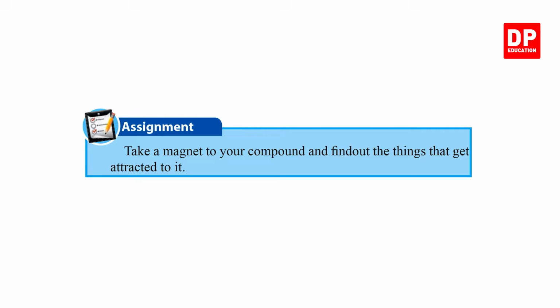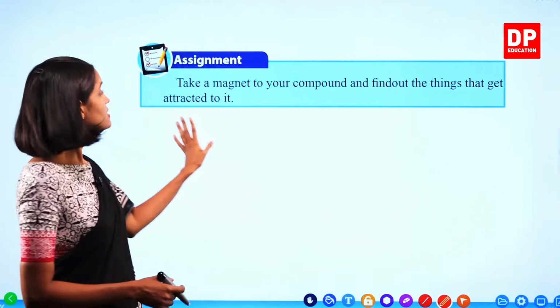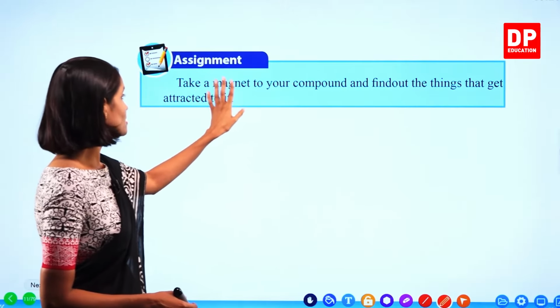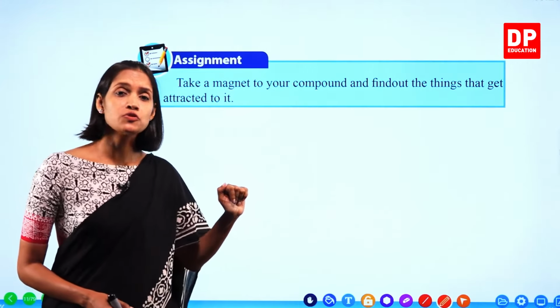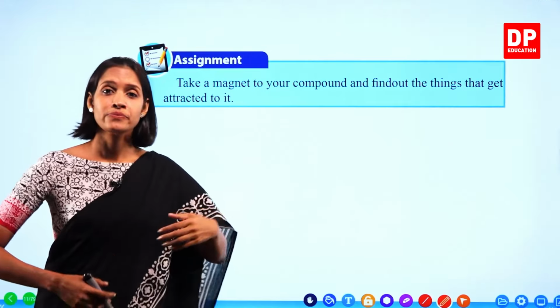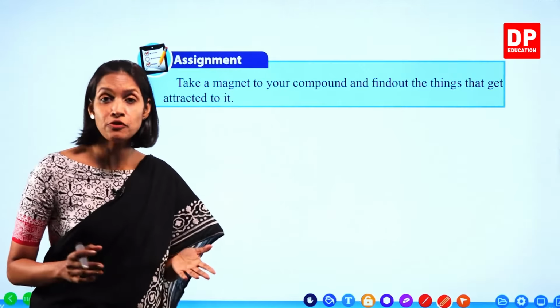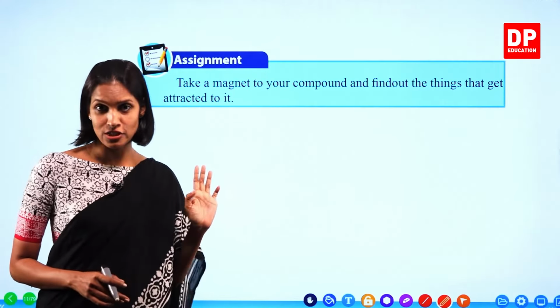We have an assignment to do. You all have to do this assignment at home, okay? You all can do this activity very, very easily. Let's see. Take a magnet to your compound and find out the things that get attracted to it. If your compound has a gravel floor or sandy floor, you can easily do this activity, okay?